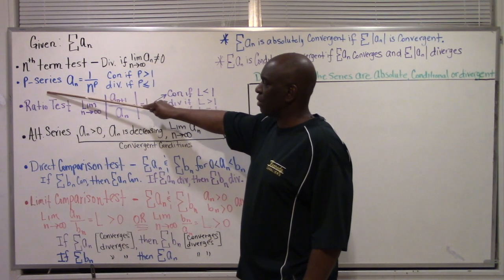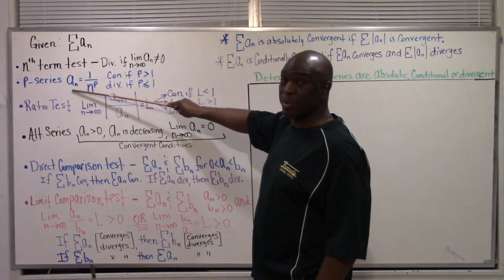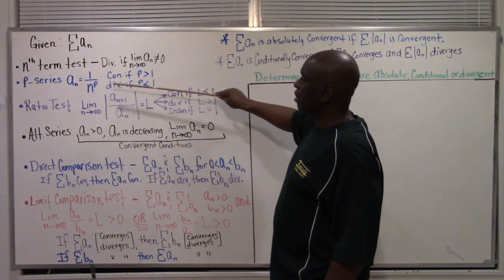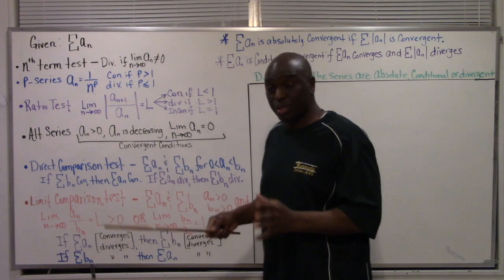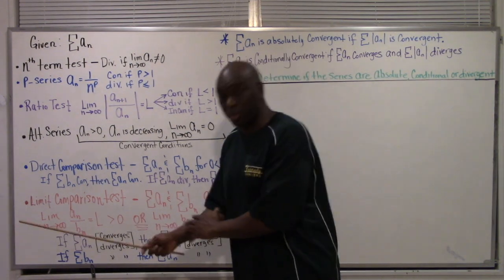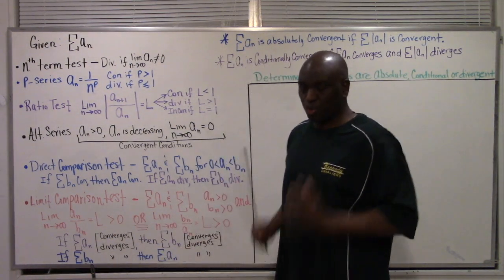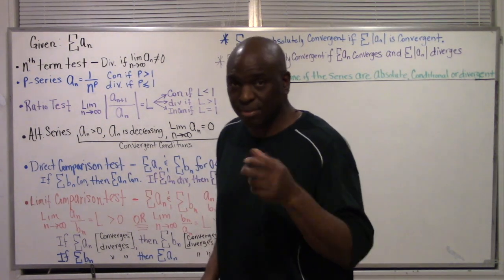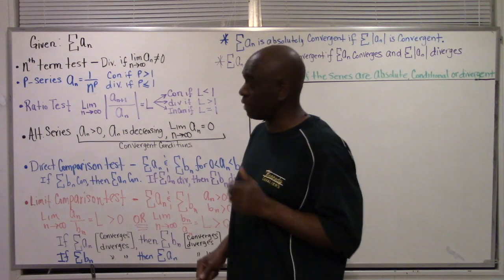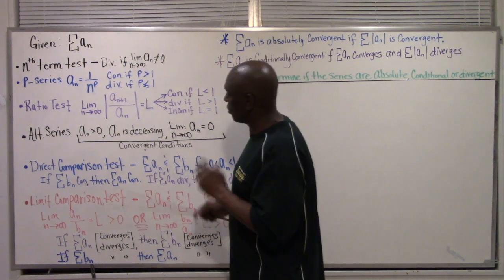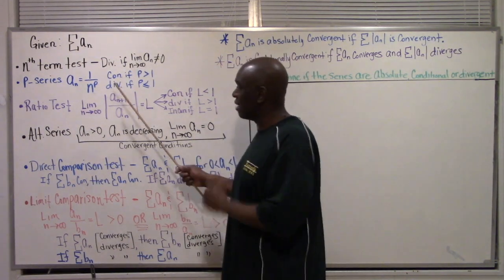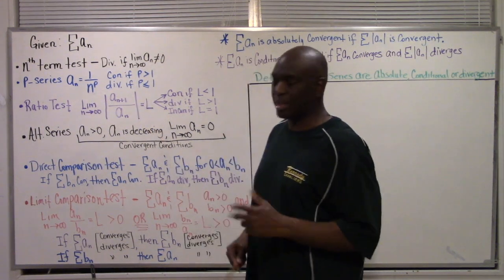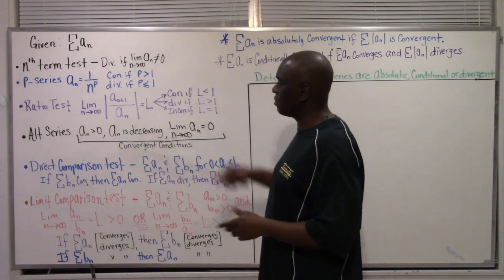P-series test. If the sequence a_n is 1 divided by n to the power of p, the series converges if p is strictly greater than 1. That's what we call a lax inequality. And the series diverges if p is less than or equal to 1. That's divergent. All right, that's the p-series.